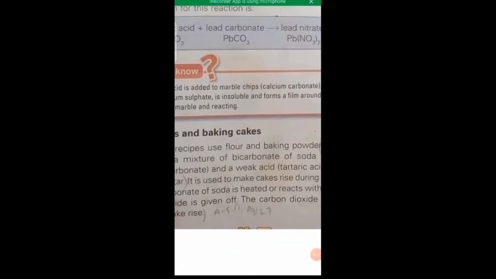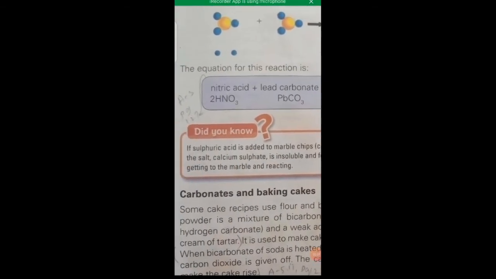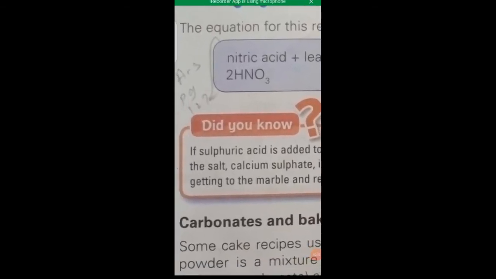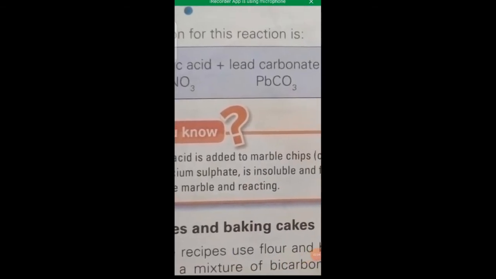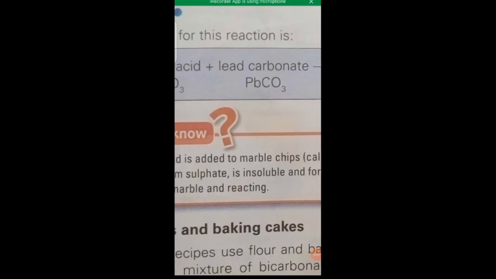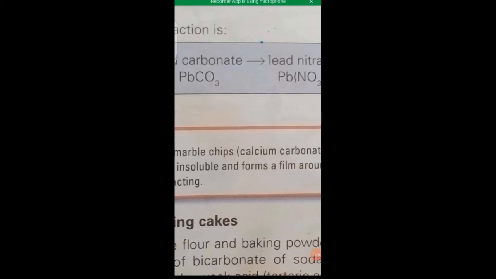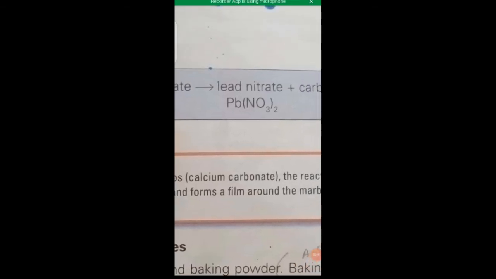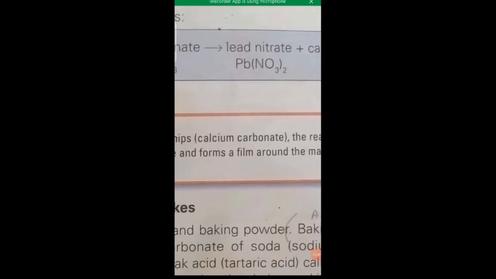Now we will talk about the "Did you know" given over here. If sulfuric acid is added to marble chips, which are calcium carbonate, the reaction soon stops. This is because the salt calcium sulfate is insoluble and forms a film around the marble chip, preventing more acid from getting to the marble and reacting with it.